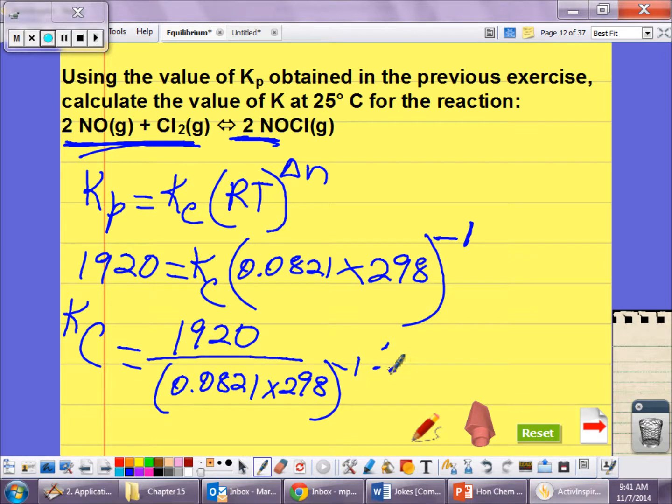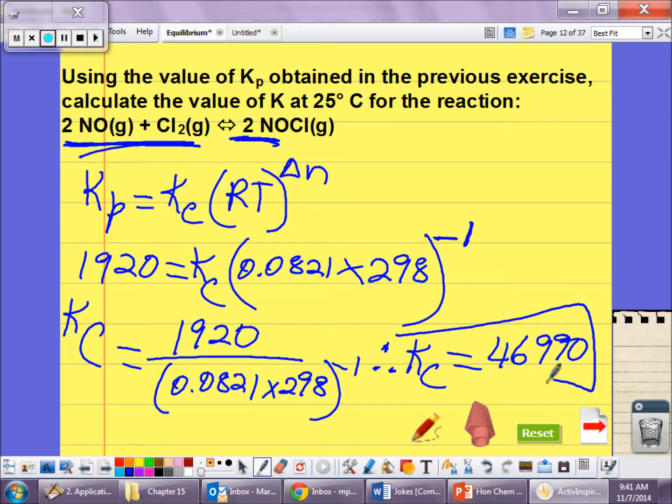Therefore, do the same thing on your test. Do the same thing. Kc equal what? 46,990. Okay, you can celebrate. No unit. That's what you put in a square as your final answer.